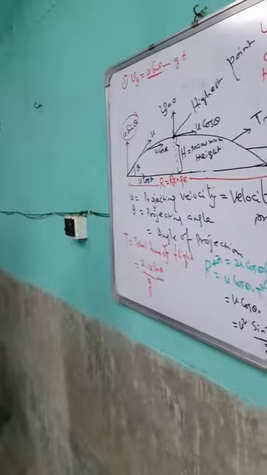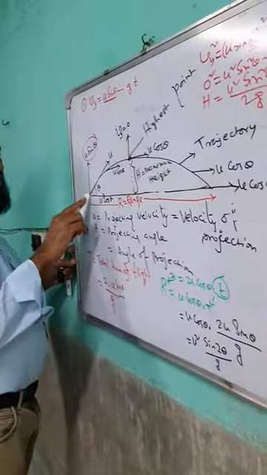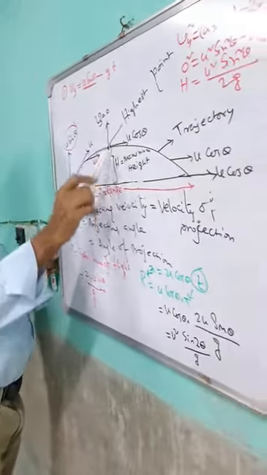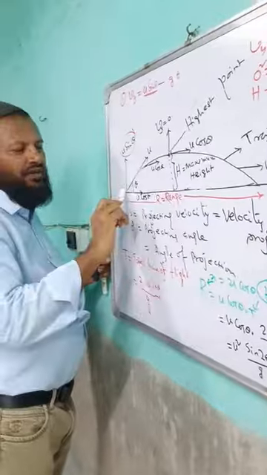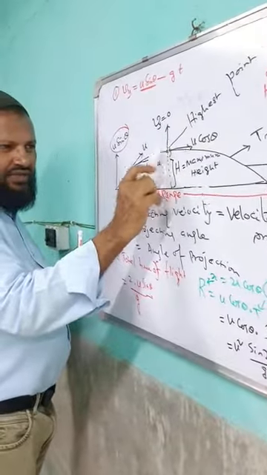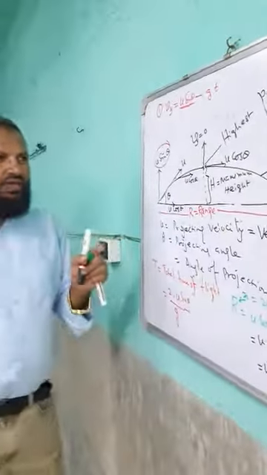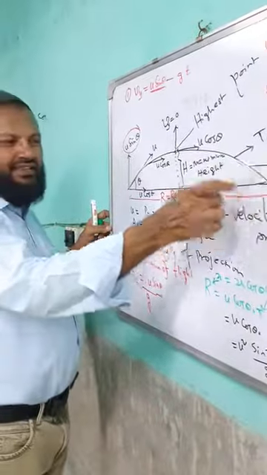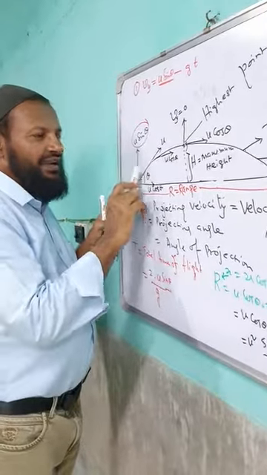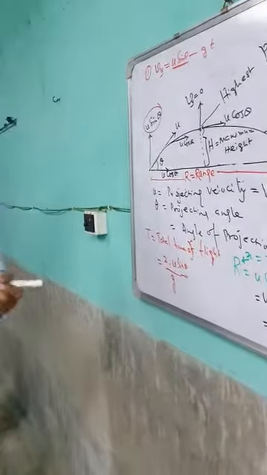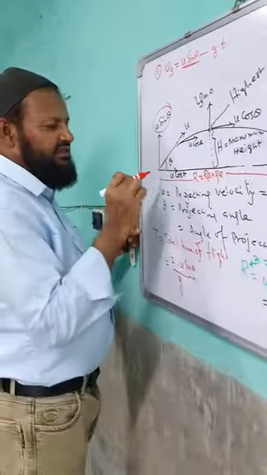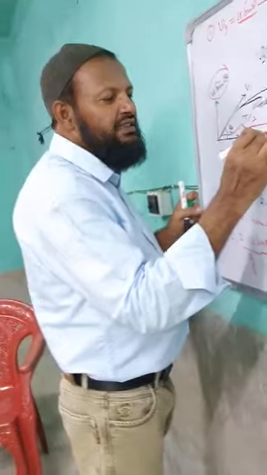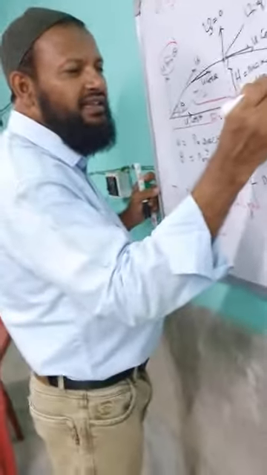Now you can calculate. Suppose the body is moving from here to here, like this. This time is capital T by 2, and this is another capital T by 2. Total time is capital T. Please see here, from here to here the total time is capital T. And here to here, this time is T by 2, and this is another T by 2.